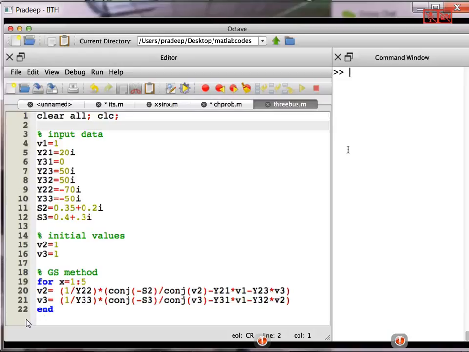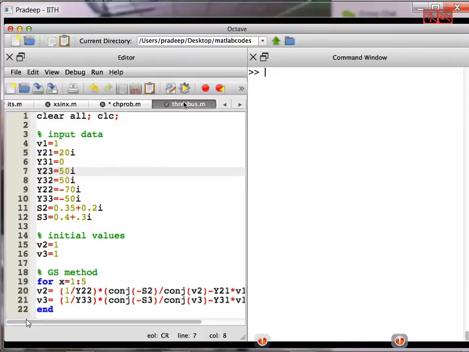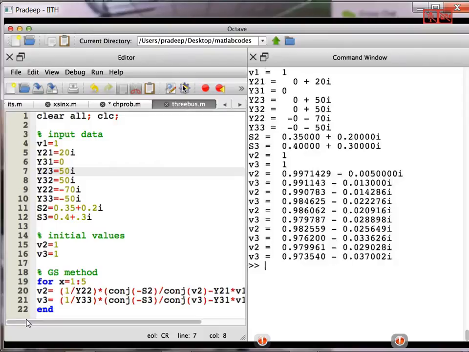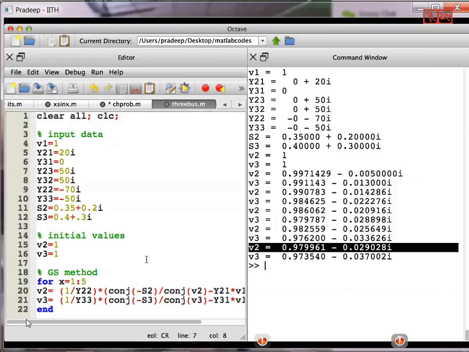Shall we execute this code now? If I execute this code, I am getting the answer like this. Alternately, V2, V3 I am getting. Finally, after 5 iterations, I think I need more iterations, because if I compare V2 in the last and this one, it's not matching. So let's make 10 iterations.